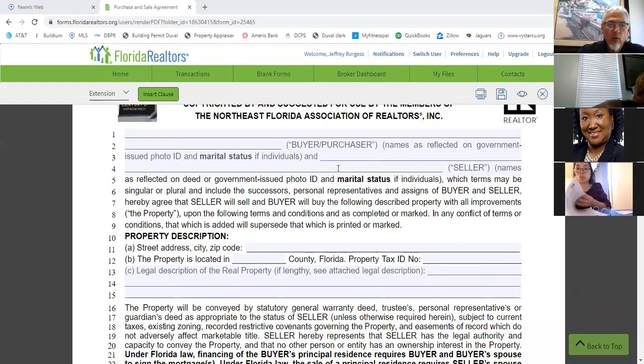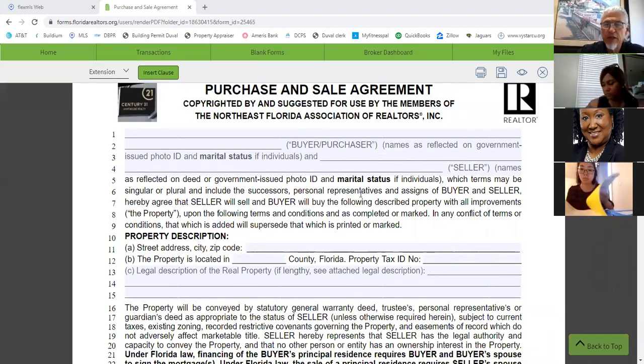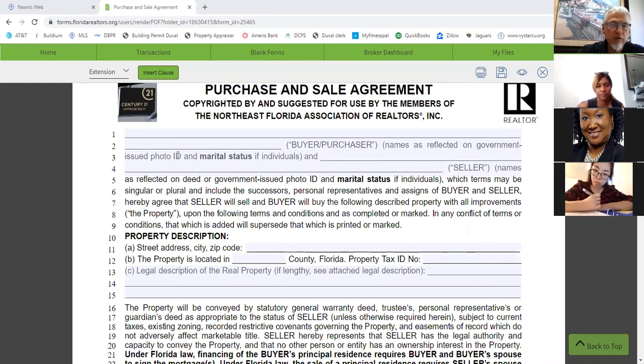Okay. Now, we're not necessarily going to fill this out. We're just going to talk about what it says. Okay, buyer purchaser, and those are the names of the buyer purchaser go on line 1 and 2. Name as reflected in government issued ID. This is the name that they're going to want on the title, folks.